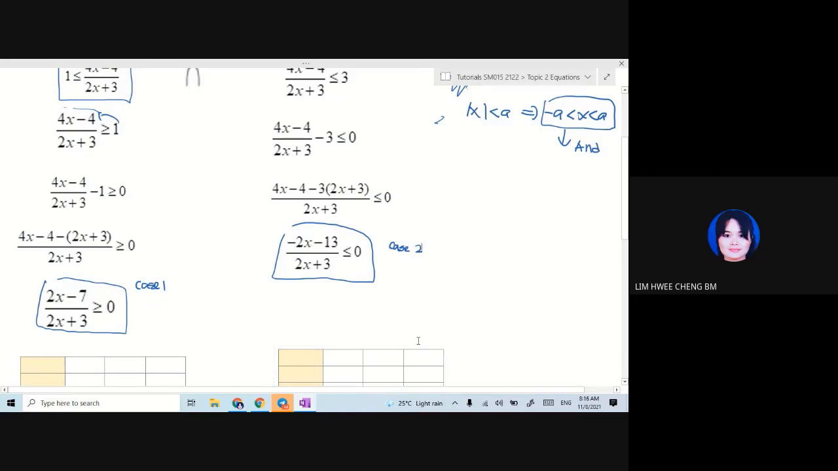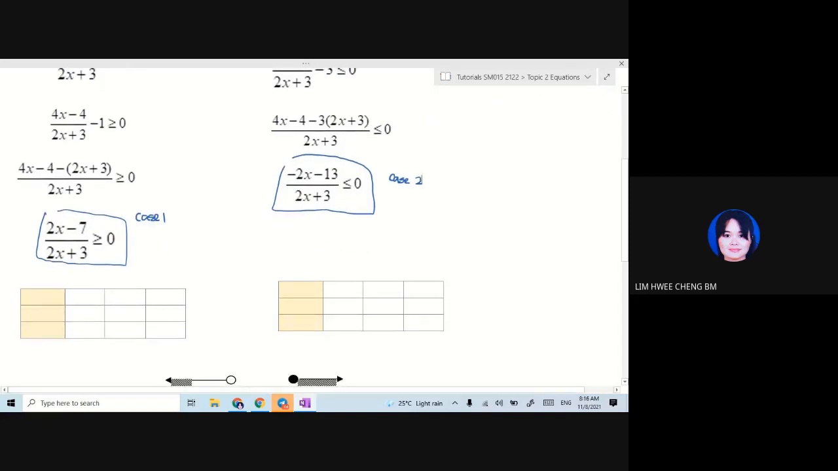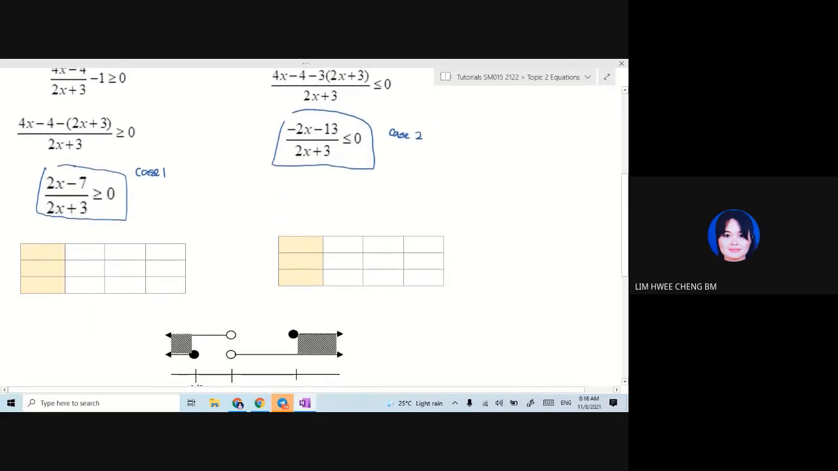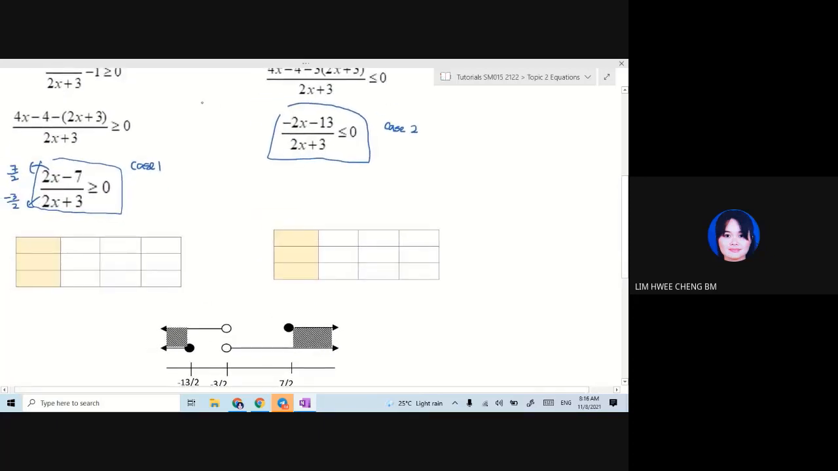So we have to build two separate sign tables. If you look at the questions here, for 2x minus 7, the zero should be 7 over 2. And for the factor 2x plus 3, the zero should be negative 3 over 2. Do you remember how we get the zeros? For the other case, for minus 2x minus 13, the zero should be negative 13 over 2.